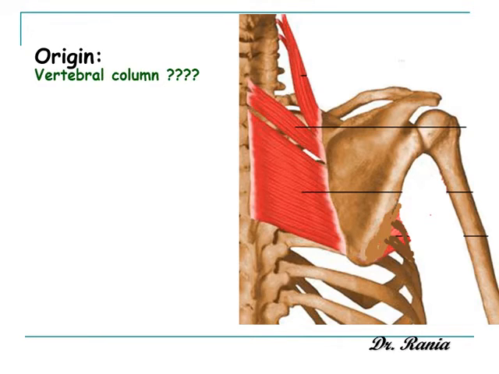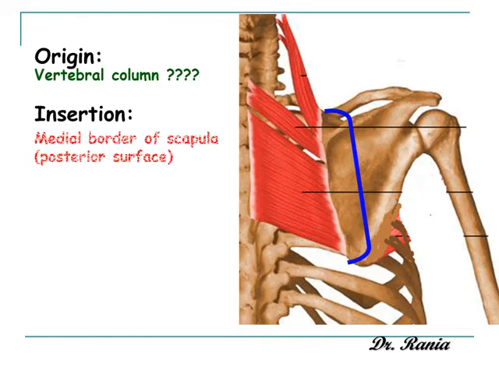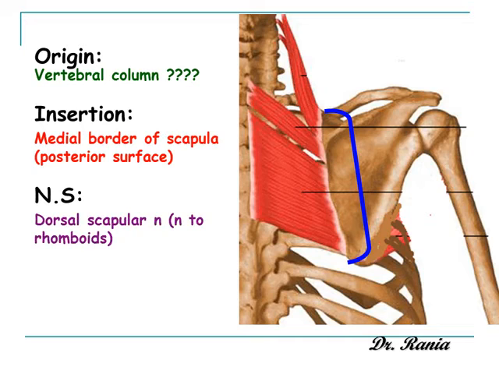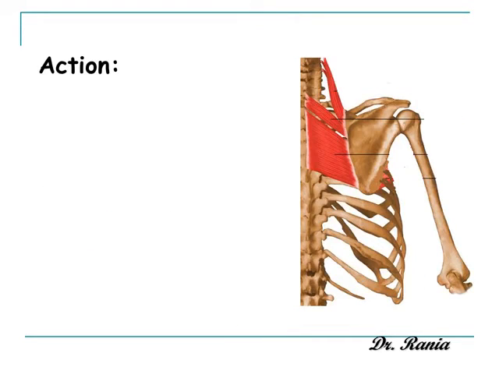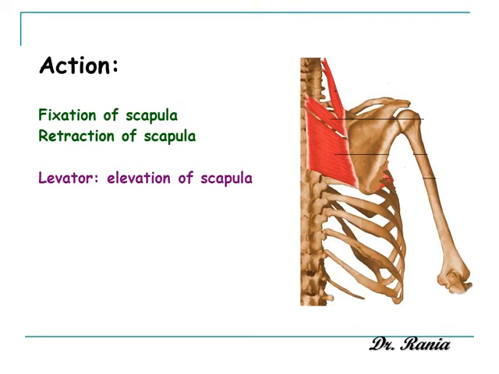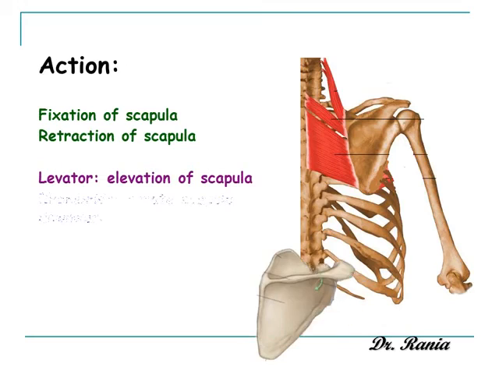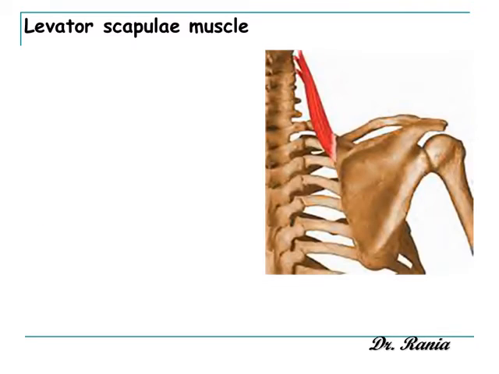Regarding the levator scapulae, rhomboid minor, and rhomboid major, they all take origin from the vertebral column. They are all inserted into the dorsal surface of the medial border of the scapula. The levator scapulae goes from the upper angle till the root of the spine, the rhomboid minor is opposite the root of the spine, and the rhomboid major goes from the root of the spine till the inferior angle of the scapula. They are all supplied by one nerve, the dorsal scapular nerve. Their action helps in fixation and retraction of the scapula. The levator elevates the scapula, however the rhomboids rotate the scapula down.